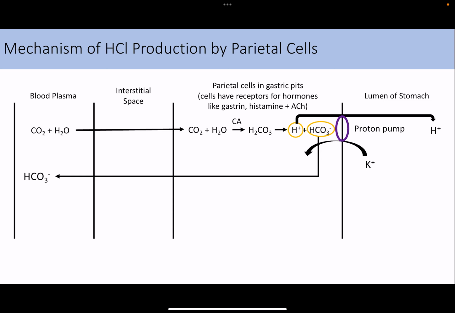So 70% of our CO2 is transported as bicarbonate in the plasma. How much is bound to hemoglobin? What percentage? 20%. So then how much is dissolved as CO2 in the plasma? 10%. Don't forget those percentages.